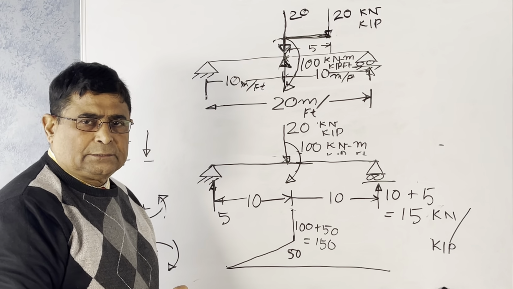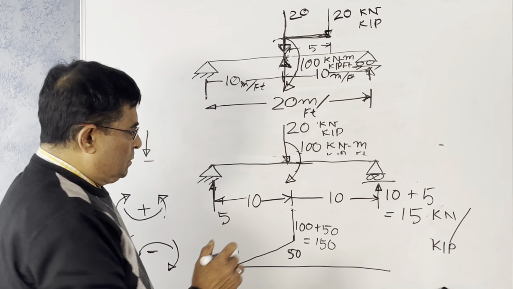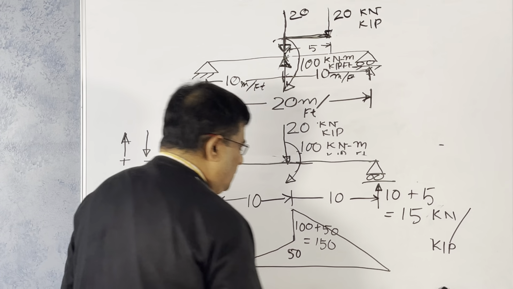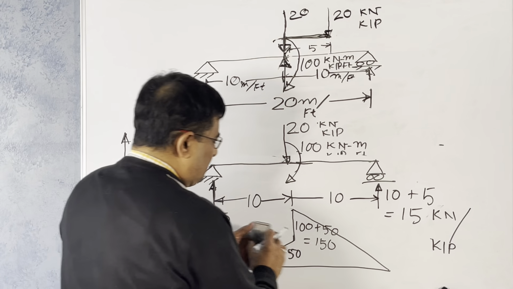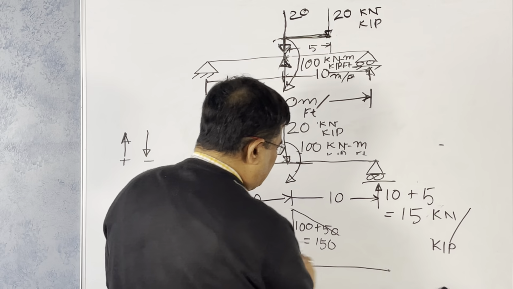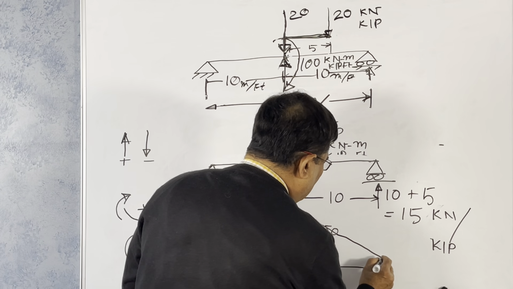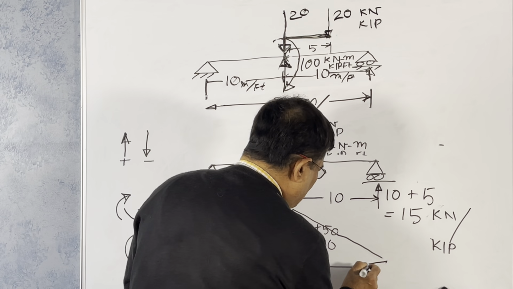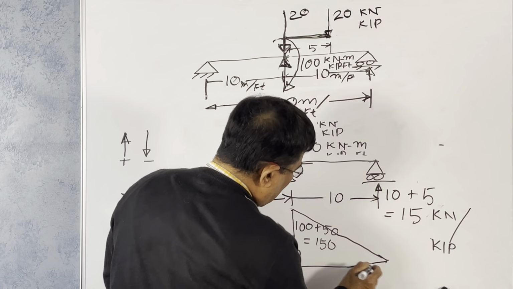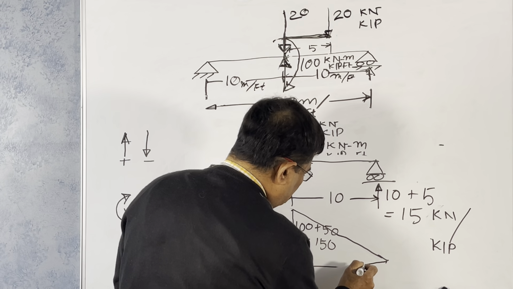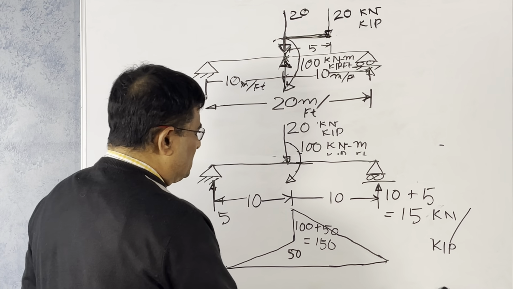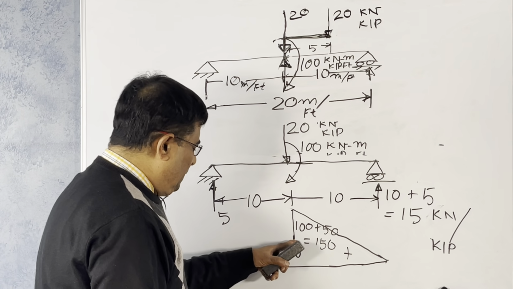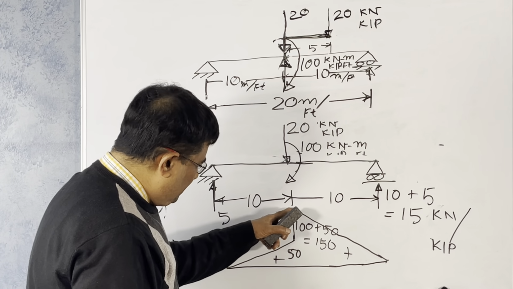It is a simple support. So it is going linear. This is linear, a straight line. So it is positive, all positive. 50 from here to here, 150 from here to here.